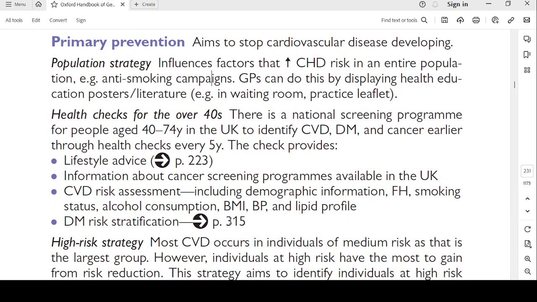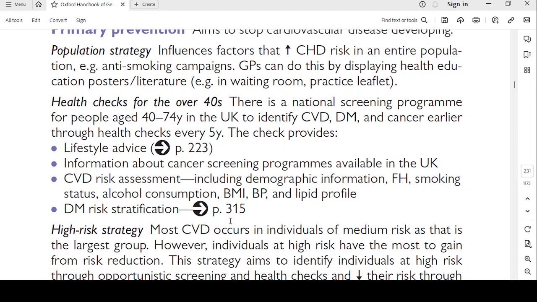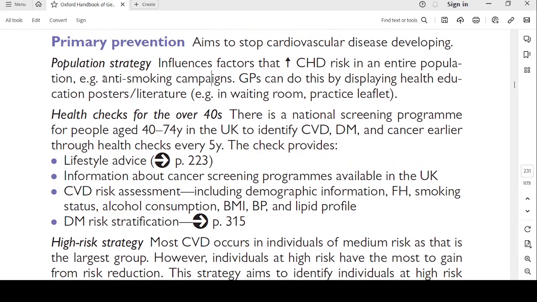Population strategy influences factors that increase the cardiovascular disease CHD risk in an entire population. Like primary prevention for CHD, an example is anti-smoking campaigns. The GPs can do this by displaying health education posters or literature in the waiting room or in the practice leaflet. Health checks for over 40 years of age.